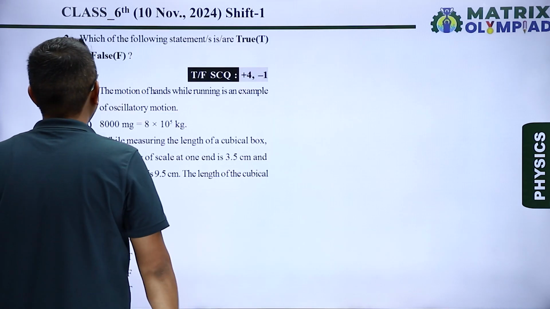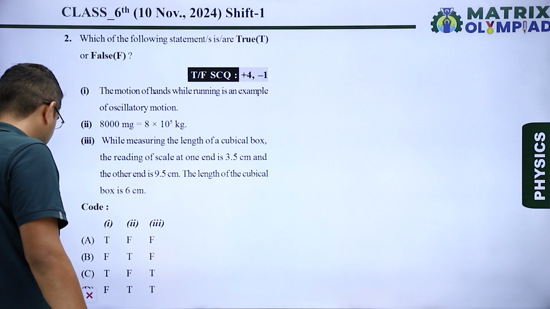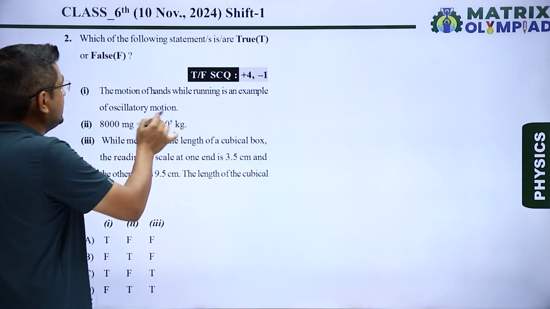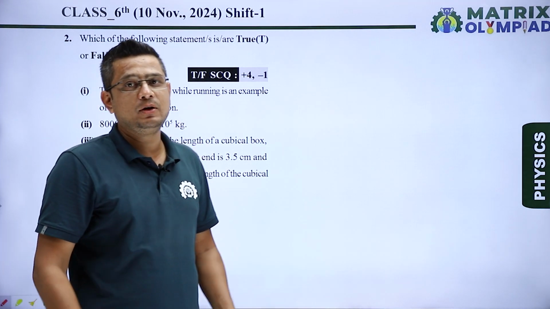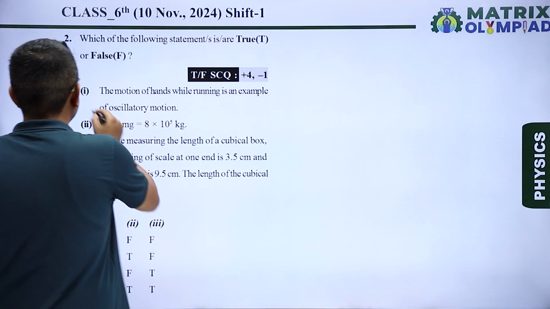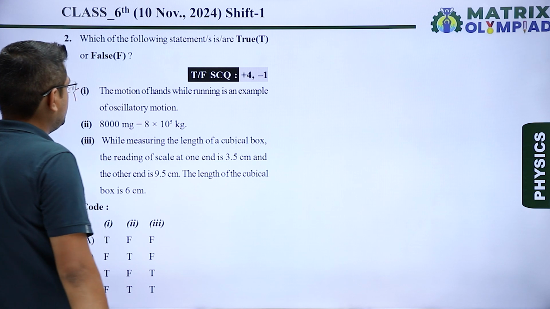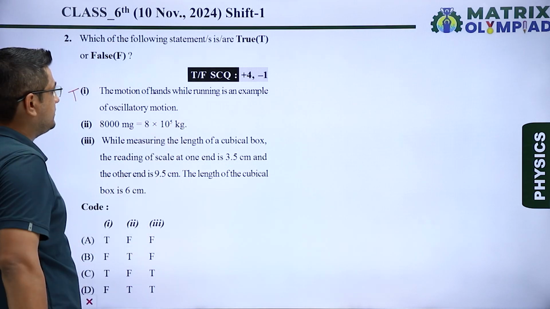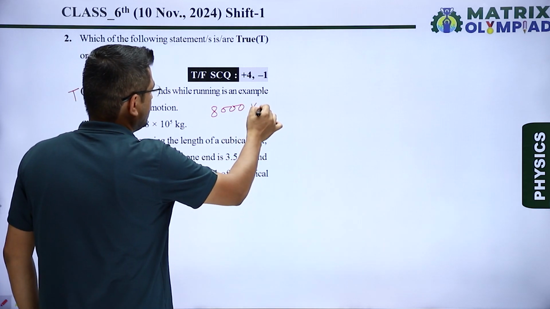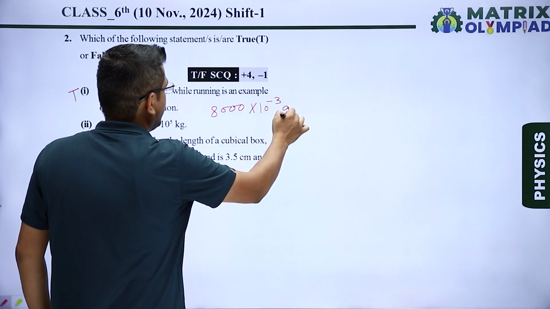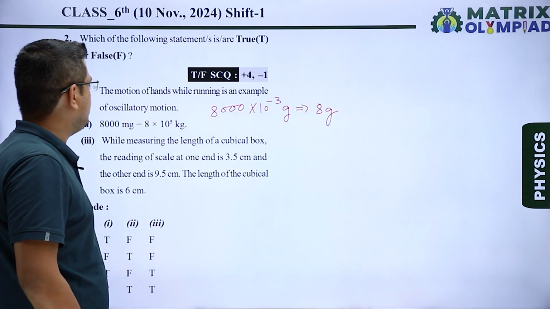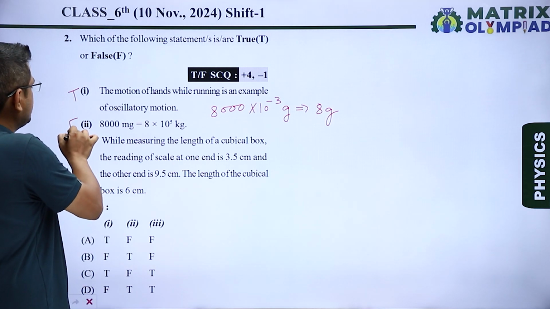Next question. So there are statements given. We have to check which is correct and which is false. The motion of hands while running is an example of oscillatory motion. What is oscillatory motion? The motion of an object or particle to and fro about a mean position. So it is a true statement. 800 milligram is equal to 8 into 10 to the power 5 kg. So 8000 milligram, that means 8000 into 10 to the power minus 3 gram, which is equal to 8 gram, which is not equal to 10 to the power 5 into 8 kg. So it is a false statement.